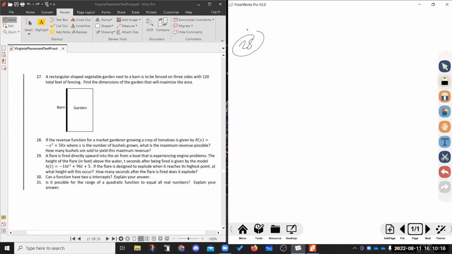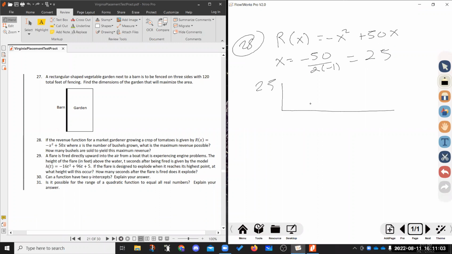Number 28 asks us about a revenue function for a market gardener growing crops of tomatoes, and that's a big deal down here in Virginia, Hanover tomatoes, where x is the number of bushels grown. What is the maximum revenue possible? Again, this is a parabola that opens down, so we should be able to maximize it by finding the vertex. So we're going to find x equals negative b over 2a. So this is going to be maximized at 25 bushels.